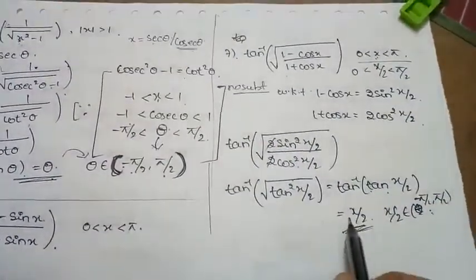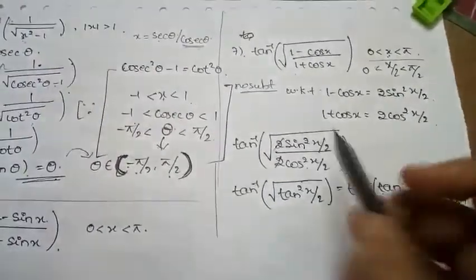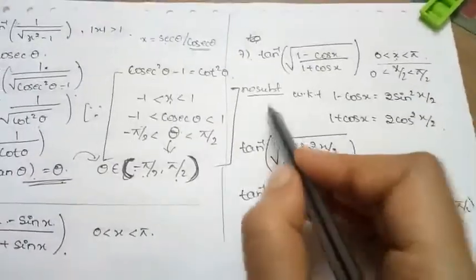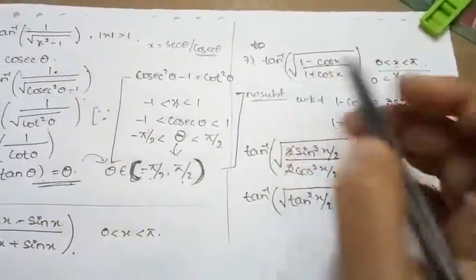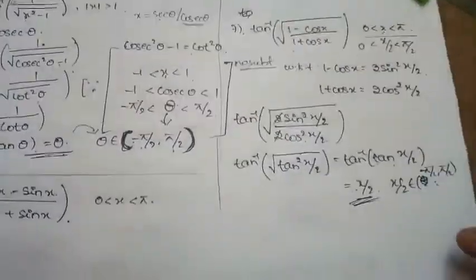Here we have nothing to substitute for x. Because there is nothing we have substituted here, there is no substitution for x. So clearly the simplest form of this one is x by 2.